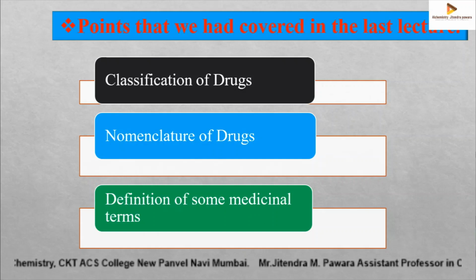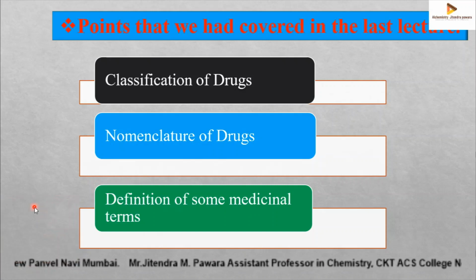Then second one is the generic, official or common name. It is given by WHO. So this WHO has a right to select, approve and disseminate the generic name of the drug. This generic name should be simple, concise, meaningful and easy to remember, but often it is not.